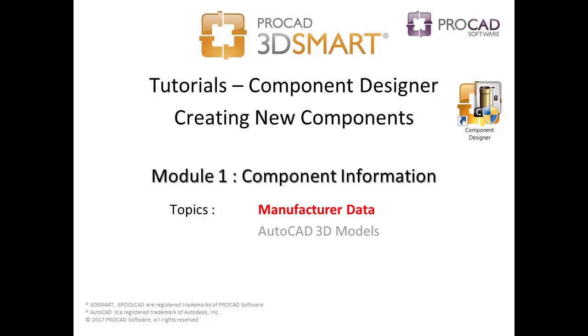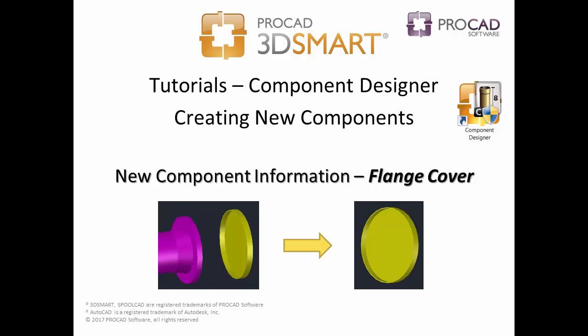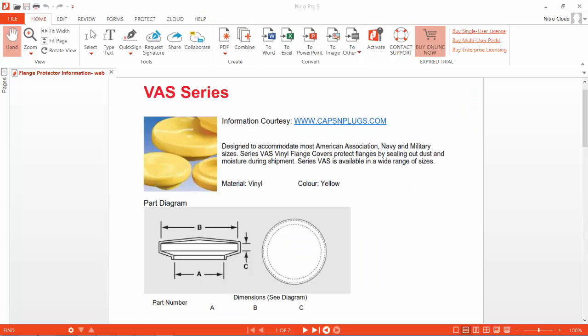The first topic in Module 1 is manufacturer data. When creating a new component, in our case for this tutorial, we'll create a flange cover. We first need to search out and find information about that component. Typically dimensional data, as shown in this sample, courtesy of Caps and Plugs.